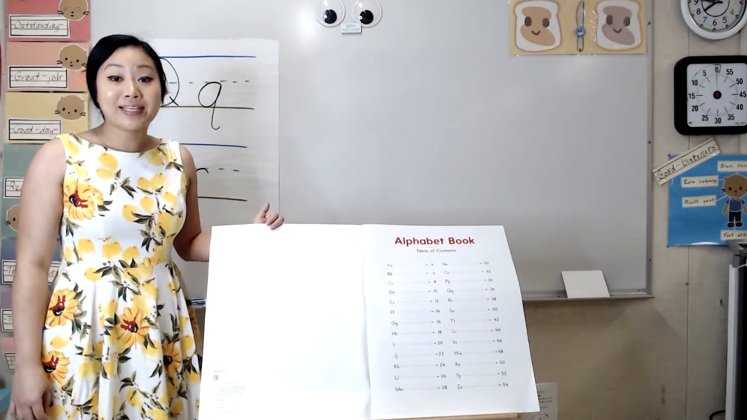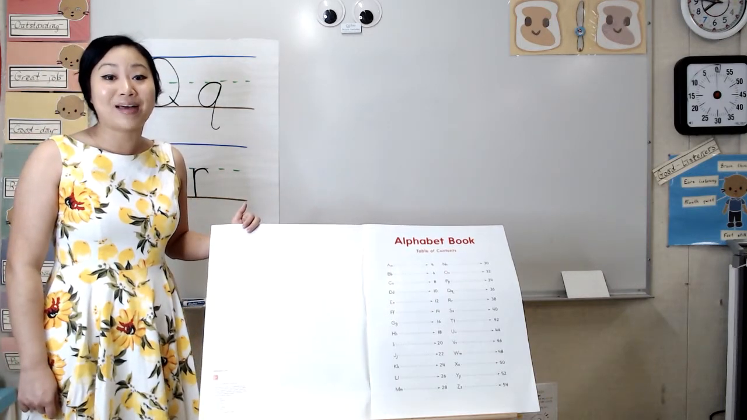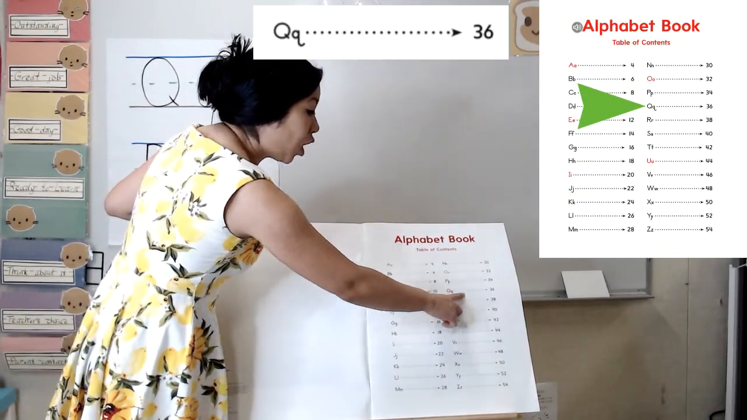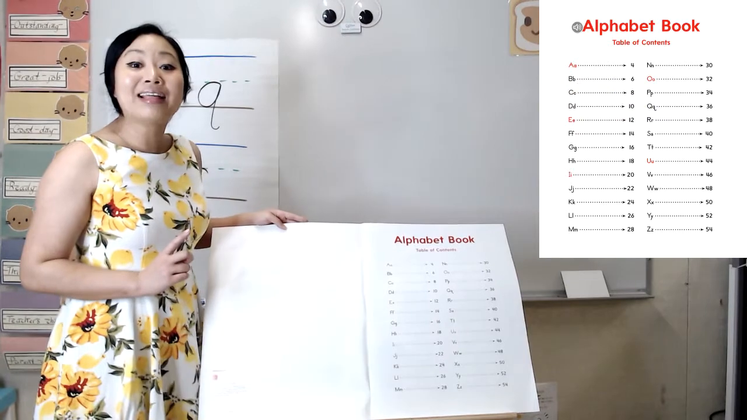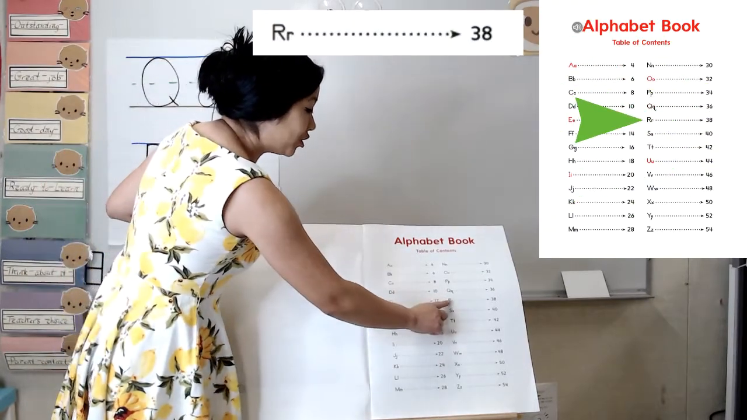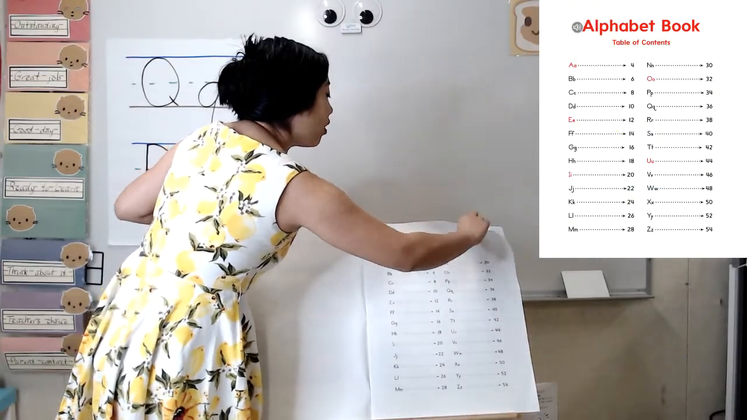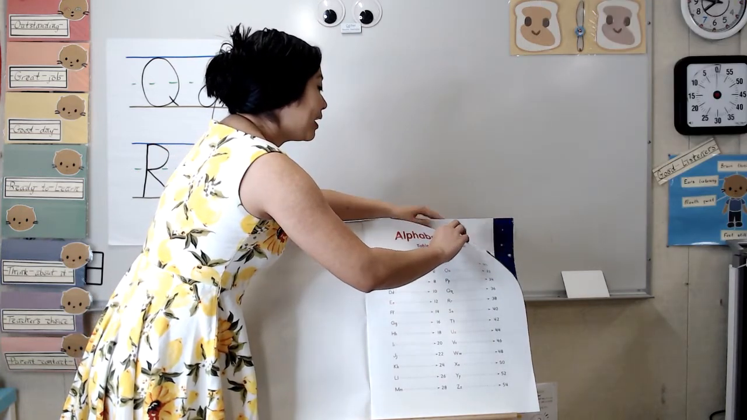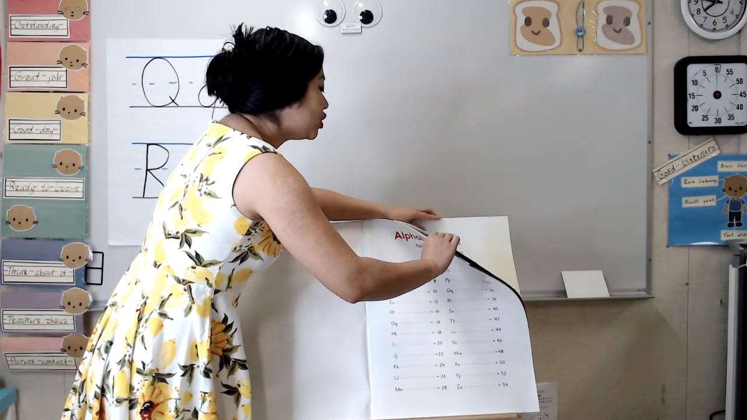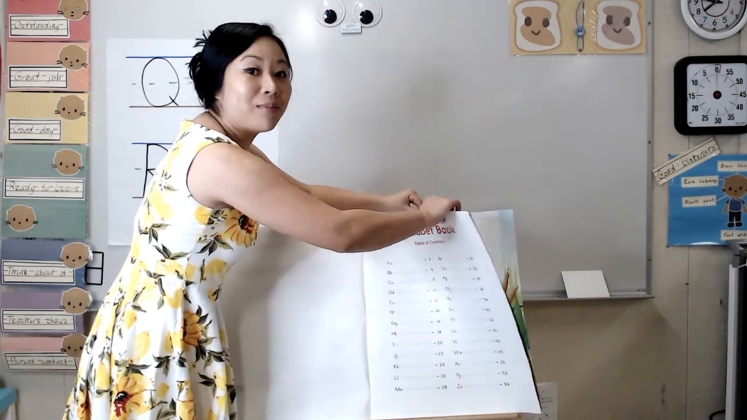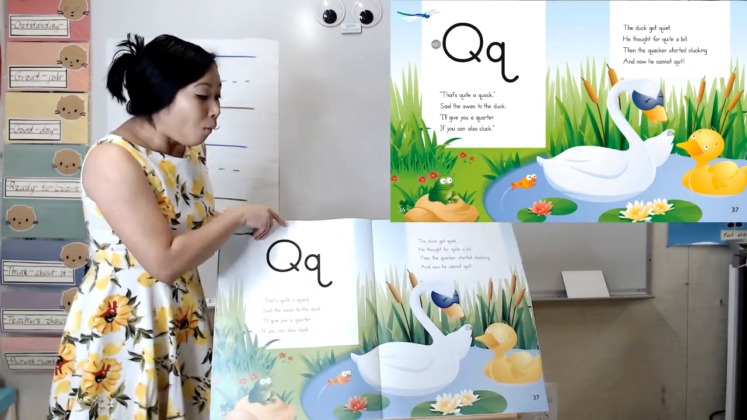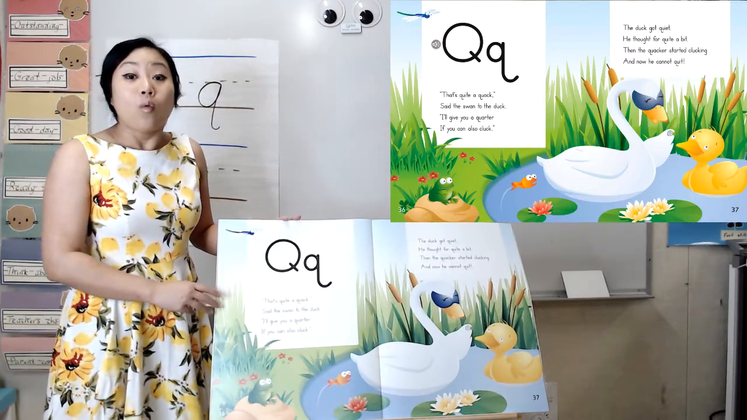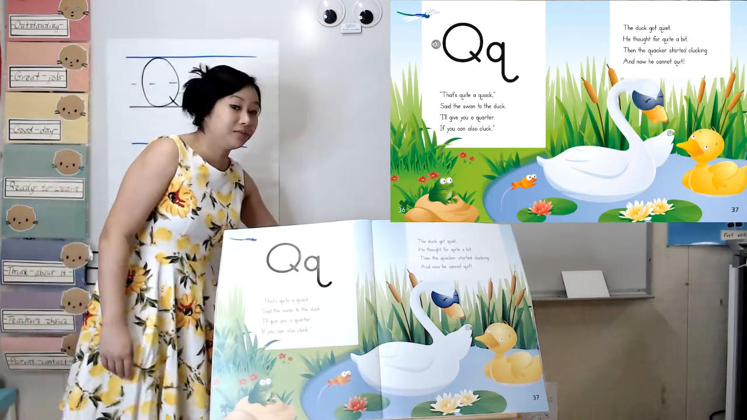Remember, we can check the table of contents to see where we can find them. Now, I see the letter Q is going to be on page 36, and the letter R is going to be on page 38. So I'm going to go ahead and turn to the poem for the letter Q. And before we start, just like always, we're going to make some observations. What do you notice about the illustrations on this page? What kind of animals do you see?